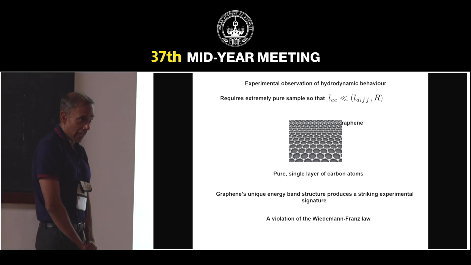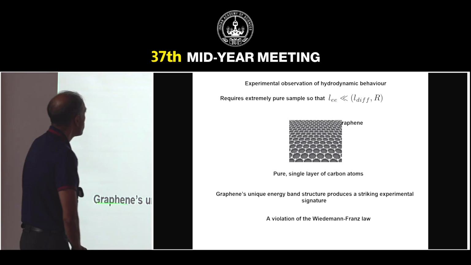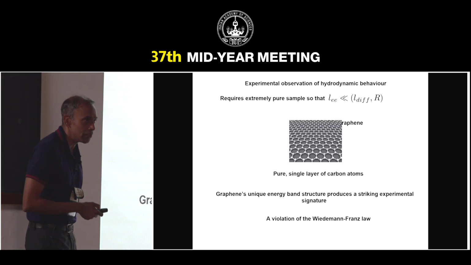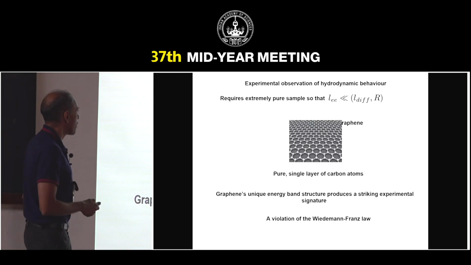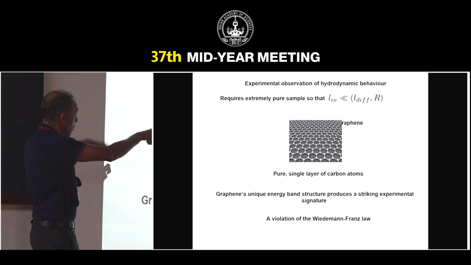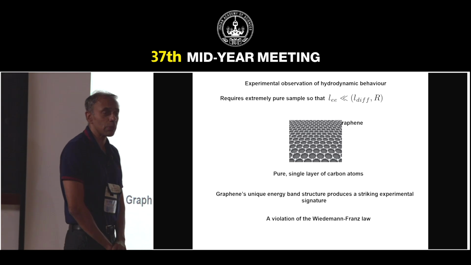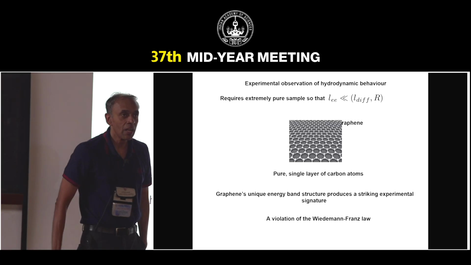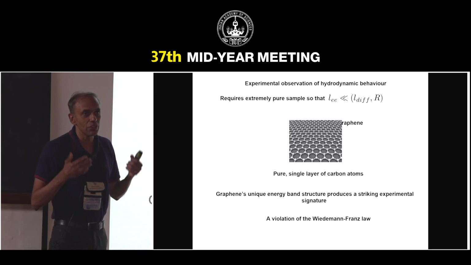And synthesizing a sample like that was almost impossible till about a decade and a half ago, when people started making ultra clean samples of various two-dimensional materials, the most significant of which is graphene, which I guess many of you have heard of. Graphene is basically a one atomic layer thick sheet of carbon atoms. So it's a pure single layer of carbon atoms. And it turns out that you can actually make this ultra clean, so clean that you can be in this regime. All right, fine. So the question is, how do we know if we are actually in this regime? What is the signature of this kind of flow?